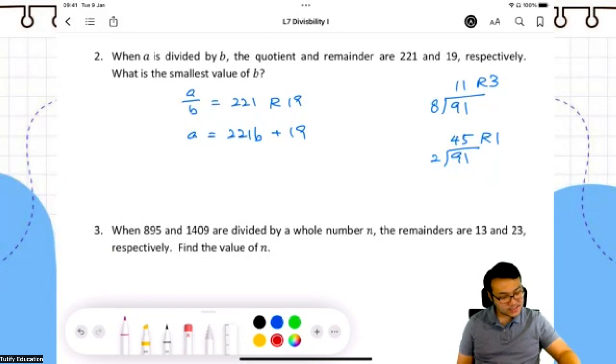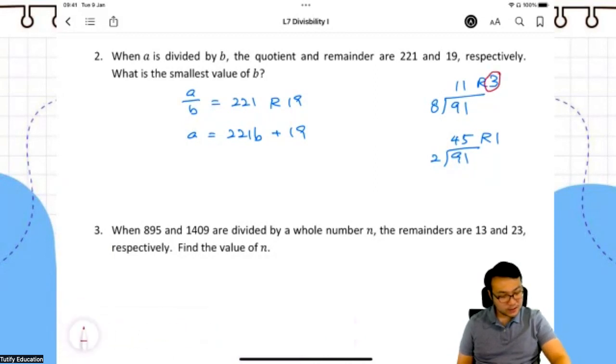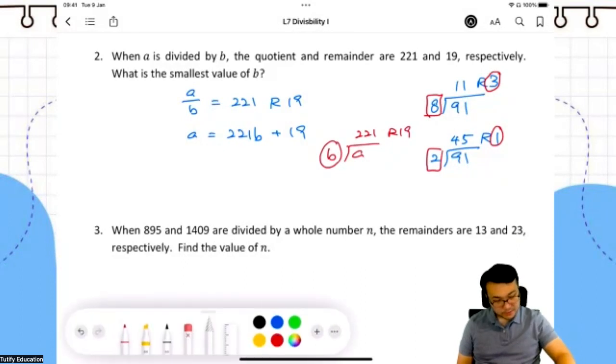Nicole, do you realize that the remainder is always smaller than the divisor? Yeah, because if the divisor is smaller, you will continue dividing, right? So now you're taking A divided by B, 221 remainder 19. Do you think the number B can be smaller than 19? No. So yes, you're correct.